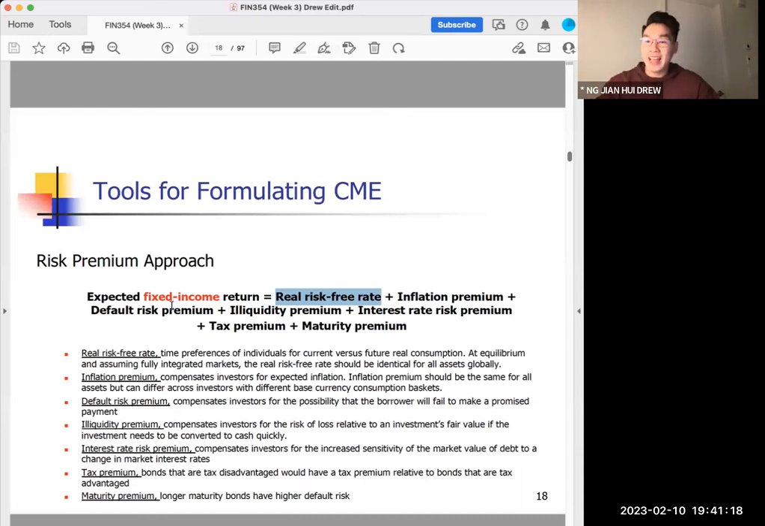Out of curiosity, does everyone know, when inflation goes up, does the bond price go up or down? So inflation goes up. Okay, someone says that the bond price will go up.